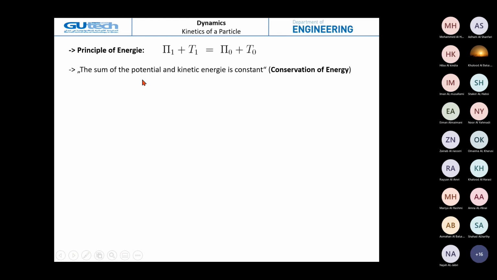Now we have the principle of energy. It's given by the following: the sum of the potential energy plus the kinetic energy at time t1 will be equal to the potential energy plus the kinetic energy at time t0. This is the principle of energy, or let's say conservation of energy.